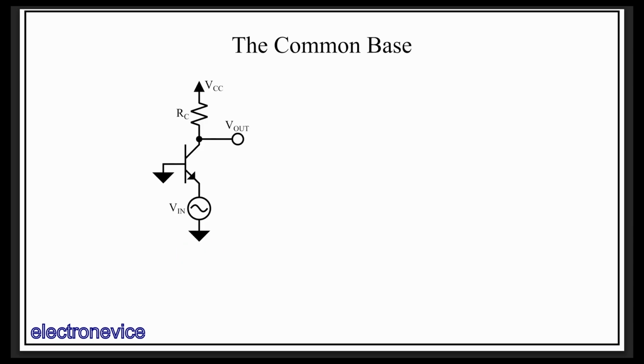The common base circuit is the final fundamental single transistor analog amplifier circuit after the common emitter and the emitter follower. Here we show a simplified diagram of the common base configuration. We have the input voltage on the emitter, a ground on the base, and the collector connected through a resistor to a DC voltage rail. Output voltage is taken at the collector, as in the common emitter.